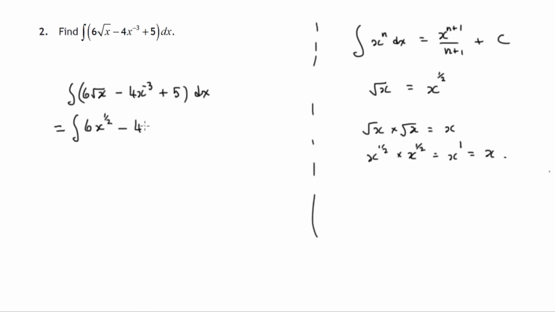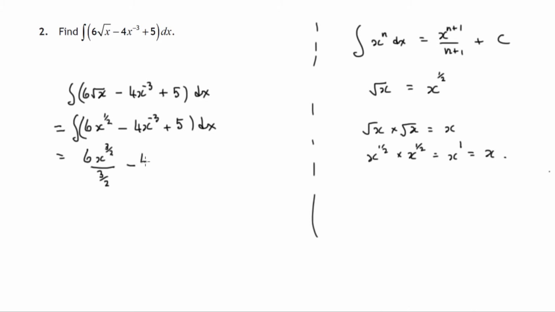The rest of this is okay. We'll have a problem with the 5, which we'll need to deal with in a minute. So it's now in a form that we can integrate. So let's go ahead. 6x, increase the index by 1. Now we're adding 2 halves to 1 half. We should get 3 halves, and divide by that index. We'll sort all this out in a minute. Let's move on to the next one.